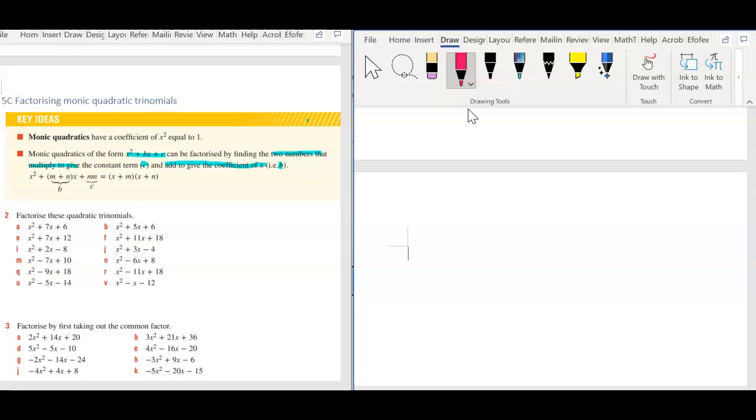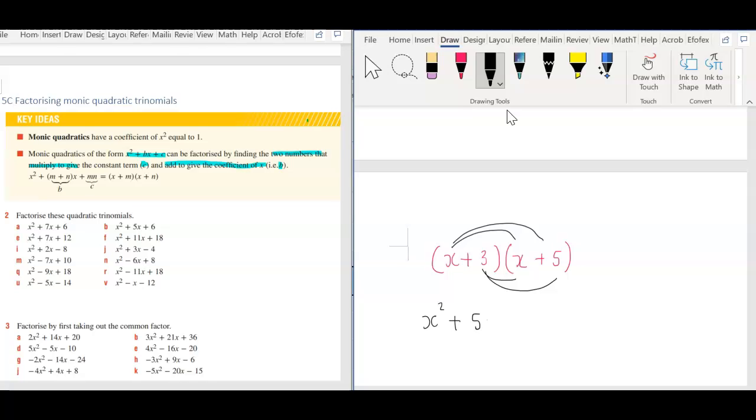Before we start, I'm just going to show you a quadratic. I'm going to expand a quadratic. Let's say we've got x plus 3 and x plus 5. We expand it by doing FOIL: first, outside, inside, last. So we end up with x squared plus 5x plus 3x plus 15. Actually, I'm going to get rid of that 15 and rewrite 3 times 5.